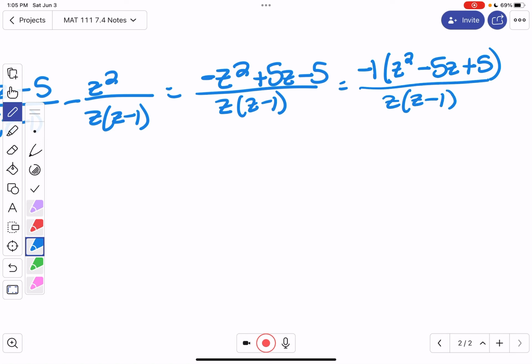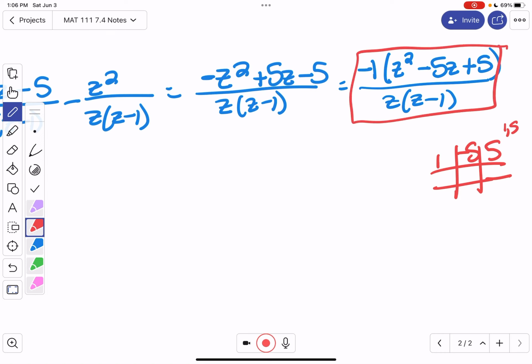Now I'm going to tic-tac-toe that top. So 1, negative 5, 5. Factors of 5 would be 1 and 5, that's it. So there's no way to get that. So that's as far factored out as it can be.